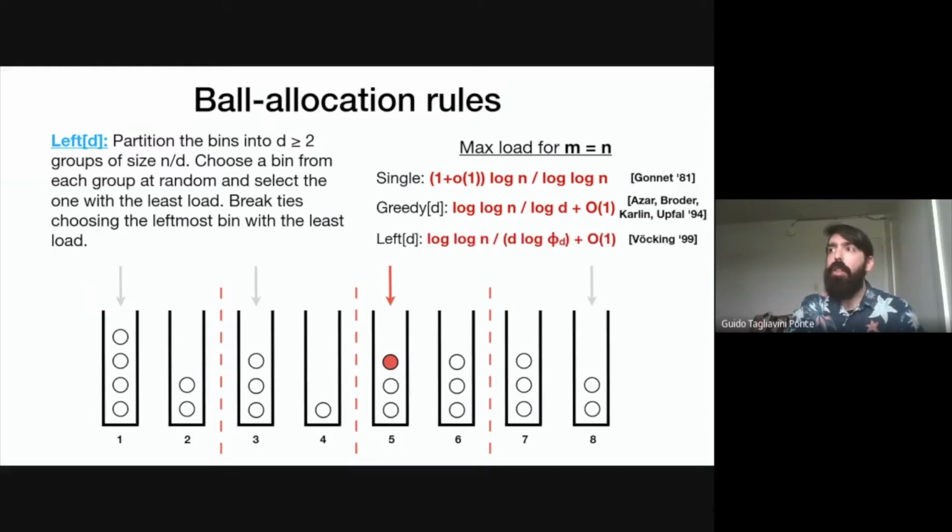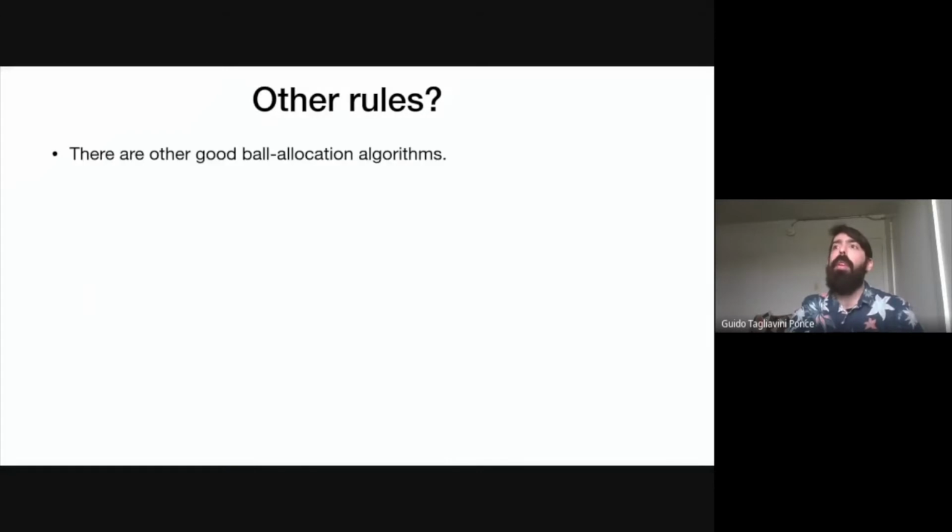In a very shocking result, Vöcking showed that the max load is now log log n divided by d log phi_d plus a constant. This log phi_d is just a constant between 0.47 and 0.7. So the important thing here is the d in the denominator. What this means is that the max load drops exponentially as a function of d. Okay, so we have these 3 ball allocation rules. What about other rules? Well, there are.